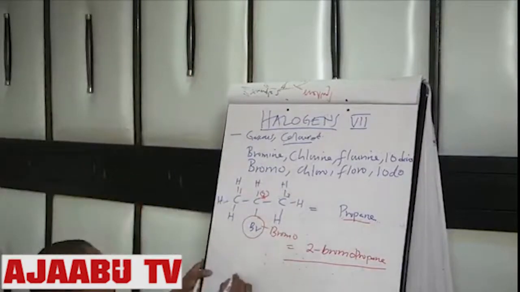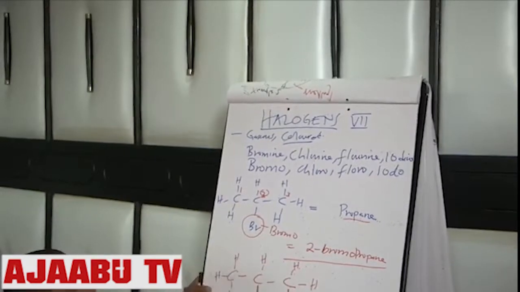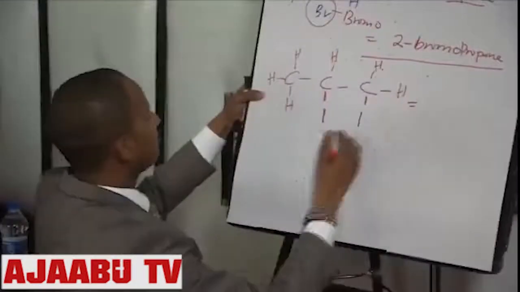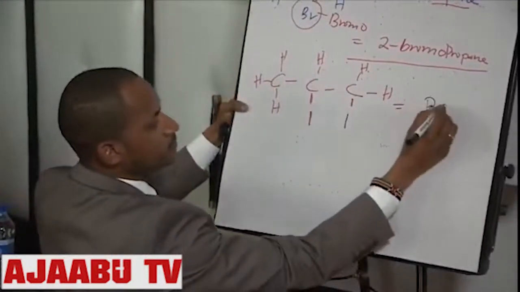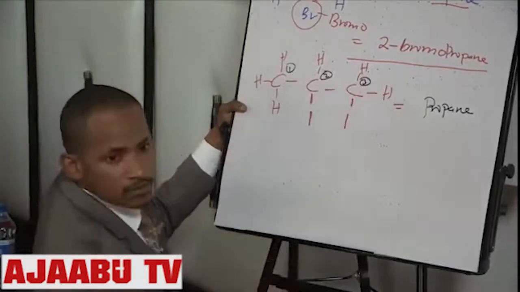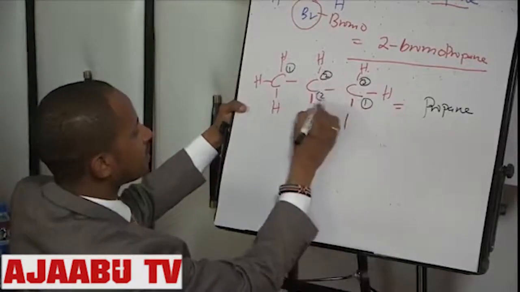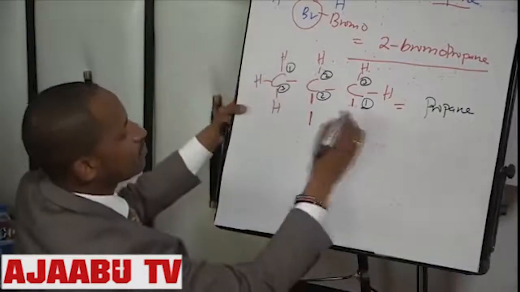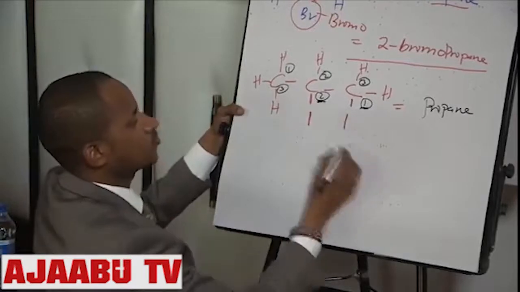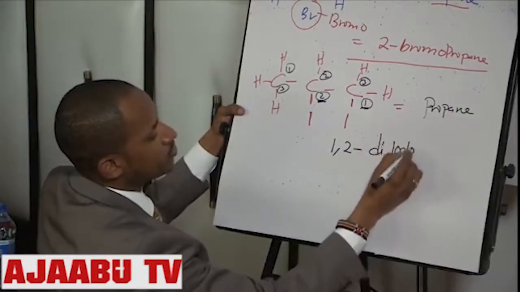Suppose we have this. This is iodine with iodine. So with iodine, identify the longest continuous chain, which is 1, 2, 3, propane. After that, identify on which carbon atom they fall. They fall on the second and the third, or the first and the second. The most important thing here is we take the lowest possible values. So you take 1 and 2. We said when there are 2, it is di. Because it is iodine, it is diiodopropane.